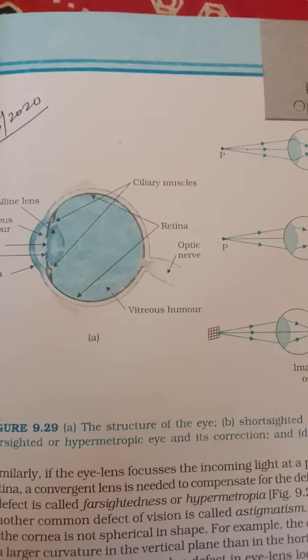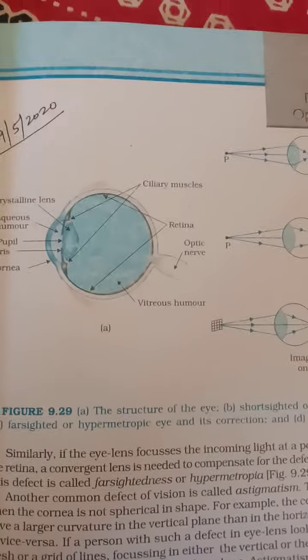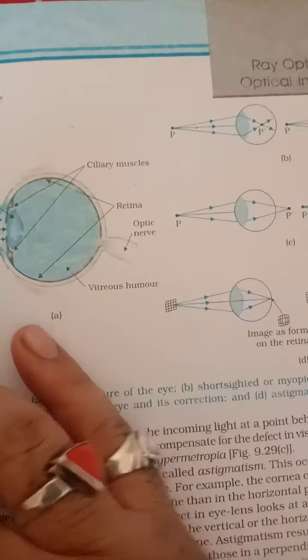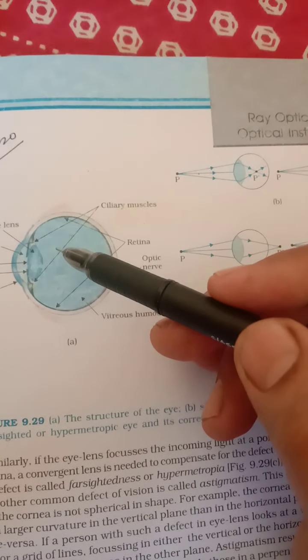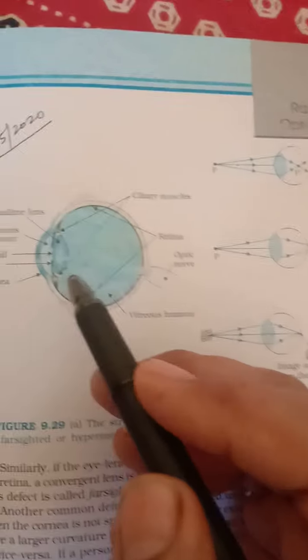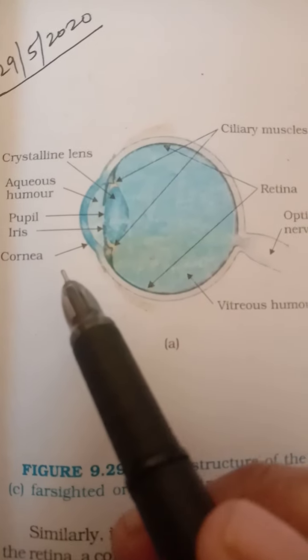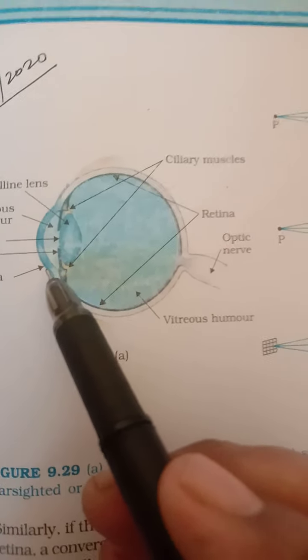Hello students. Today's topic: just a few topics are left for this chapter. We are discussing the human eye. You can see the diagram here. The light enters through a curved front surface that is called what? Cornea. Can you see the cornea here? This is where the light enters.